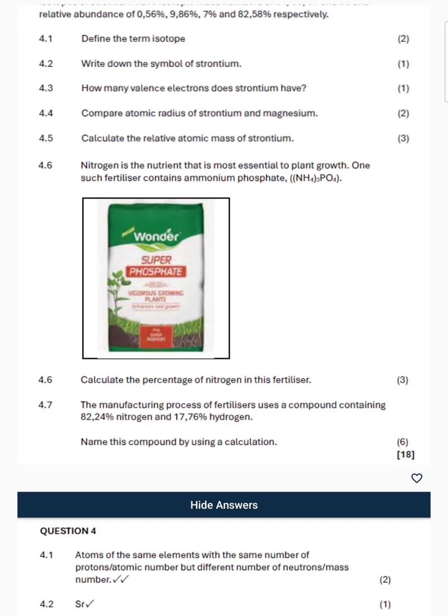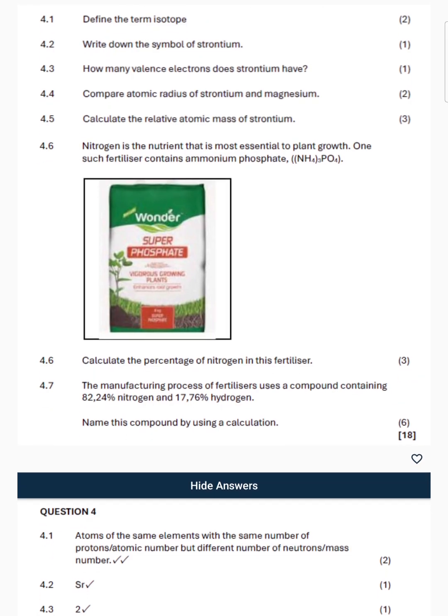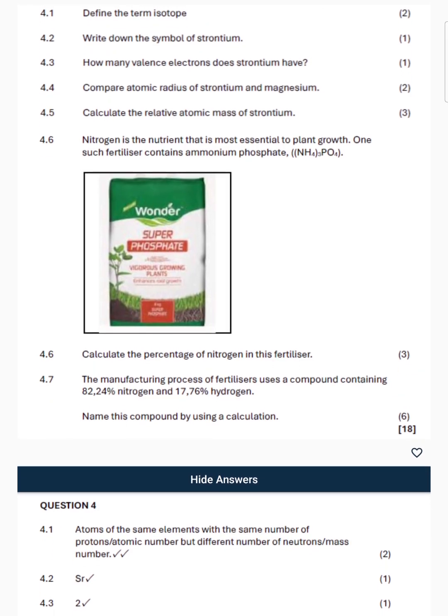How many valence electrons does strontium have? It must have 2 valence electrons. Then for 4.4, we need to be careful with this one. Compare the atomic radius of strontium and magnesium. Go to the exam guidelines and check atomic radius.